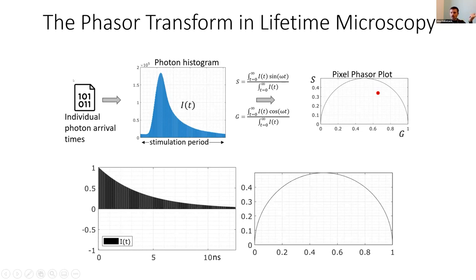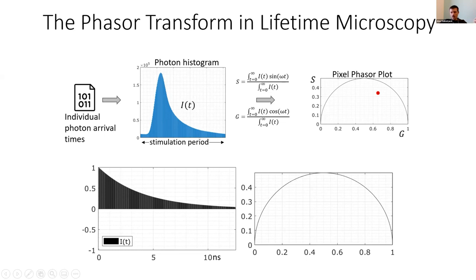You have your list of arrival times or a list of wavelengths assigned to each photon, and you build some histogram of photons at each pixel. In this case, it's lifetime information, so the intensity is a function of time. And this is the stimulation period, the time between 2 periods, which is usually in the megahertz. So this is nanoseconds between these 2 points.